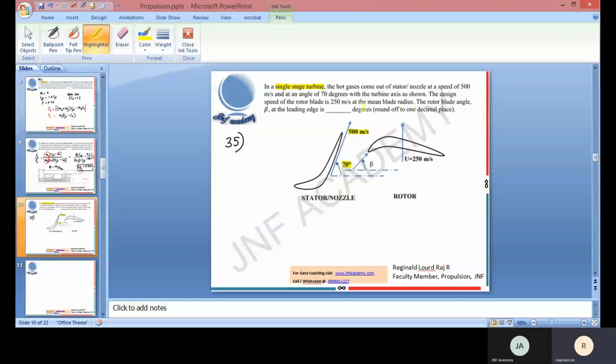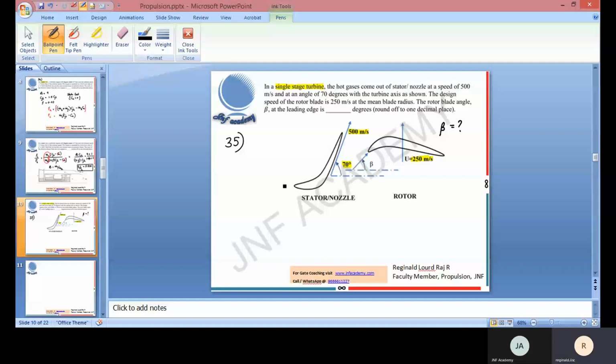The design speed of the rotor blade is 250 meters per second. So you know that the rotor blade speed is 250 meters per second at the mean blade radius. The rotor blade angle is beta at the leading edge. So you know the angle that the rotor blade makes at the leading edge is beta, and it is the design condition. Now they have asked what is beta. You have to find what is the angle beta.